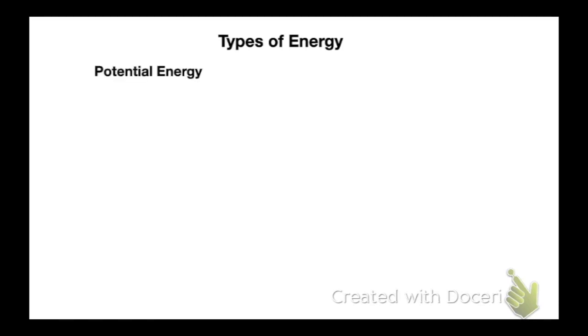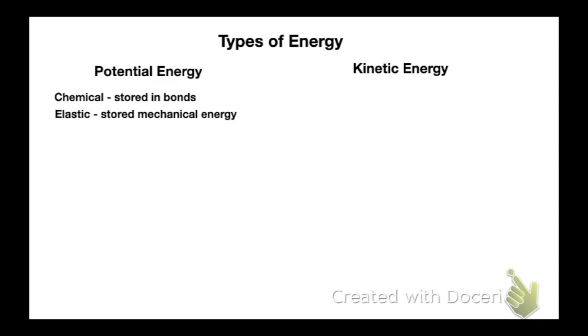All right, so types of energy. I've got potential energy. I've got kinetic energy. So I've got stored energy, energy of motion. I can have chemical energy, like gasoline is a chemical, and the energy is stored in bonds. Elastic energy, if you imagine an elastic band, when you stretch it out, you've just stored up some energy in it.